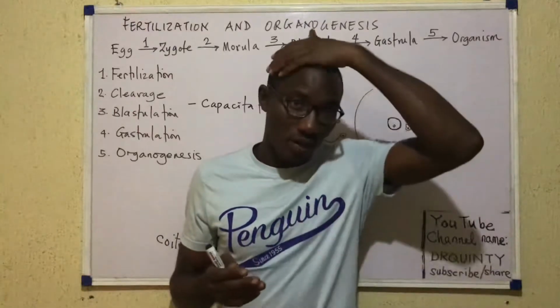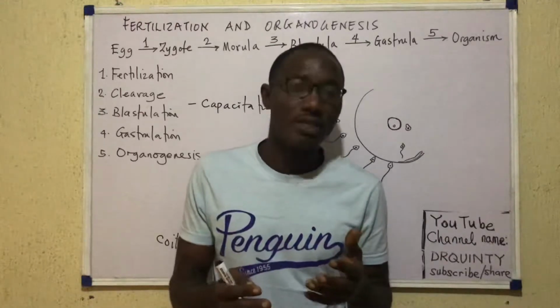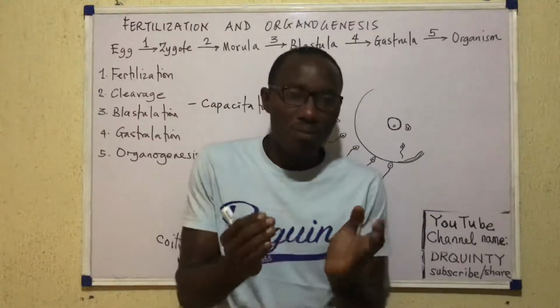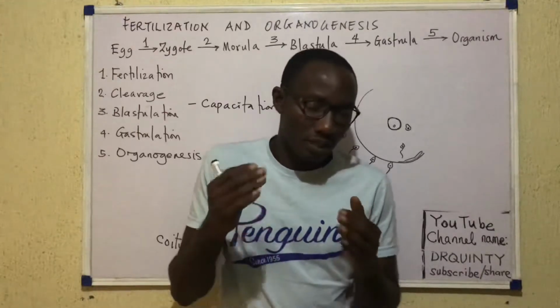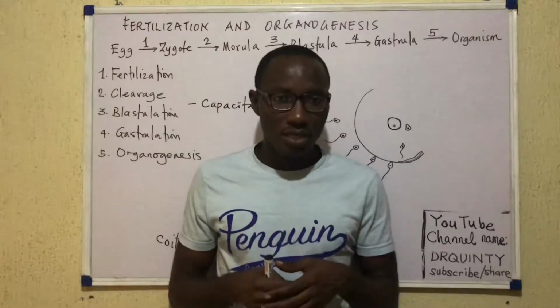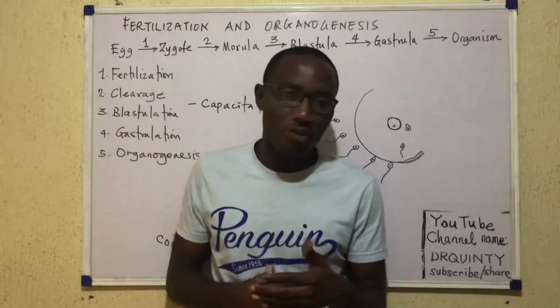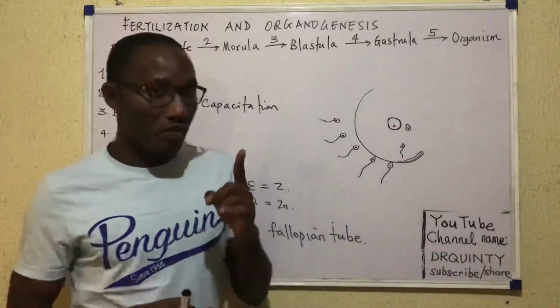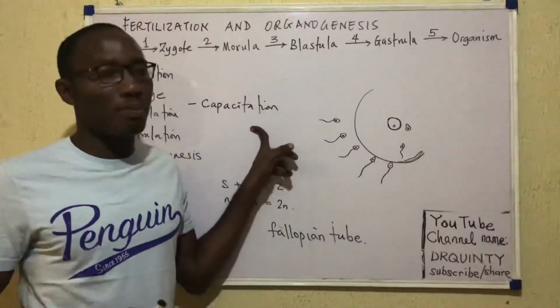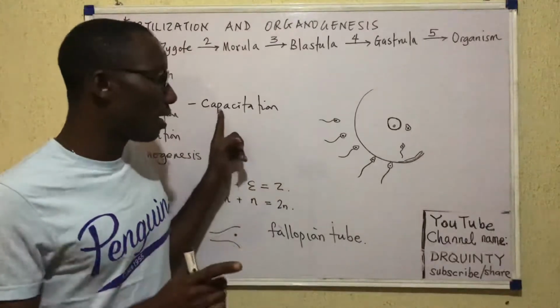So the head has a glycoprotein coat on it that becomes modified, and then also the membrane of that head becomes more permeable to calcium ions. Now, this influx of calcium ions into the head is very important for the next thing that happens after capacitation. But of course, the first thing to happen is capacitation.